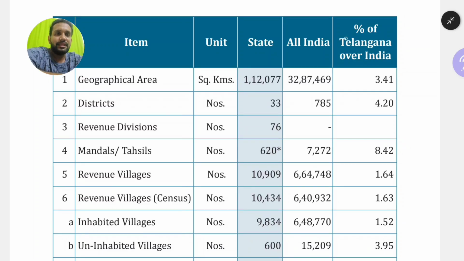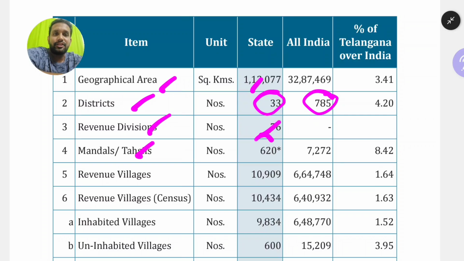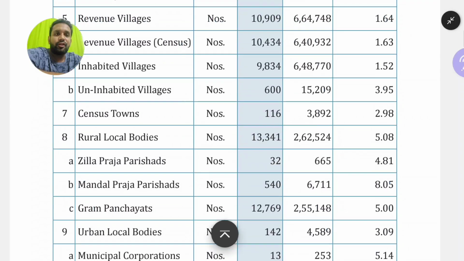Okay, right. So geographical area, we have completed. Number of districts, we know that is 33, whereas in India it is 785. Revenue divisions in Telangana 76, mandals 620, revenue villages are 10,909, revenue villages according to Census 2011 10,434. Okay, this is not important. Inhabited villages, this is all not important.